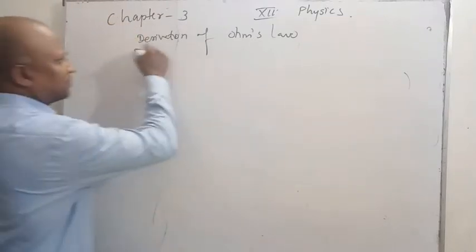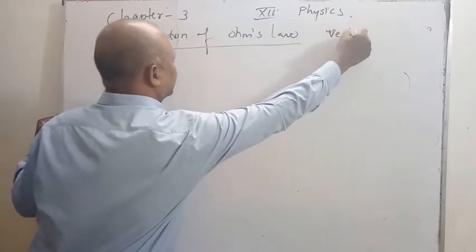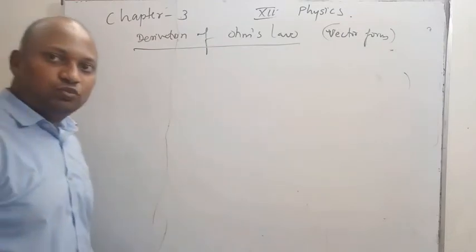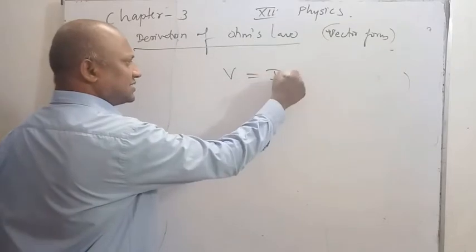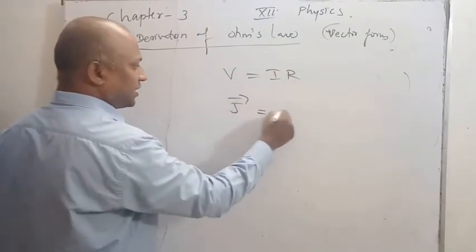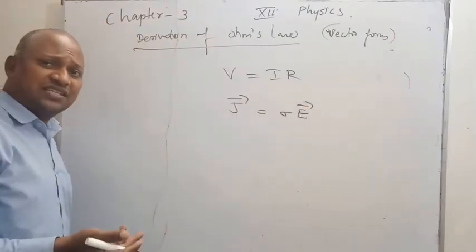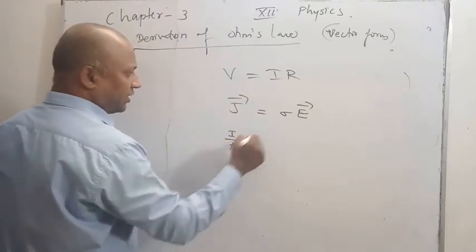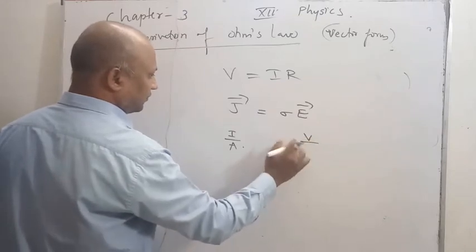So the derivation of Ohm's law, and mainly we are going to derive the vector form of Ohm's law. What is actually the vector form of Ohm's law? V is equal to IR is the scalar form, and the vector form is J is equal to sigma E. That's the vector form. What is this J is equal to sigma E? Here J is actually current upon area and E is actually V upon L.